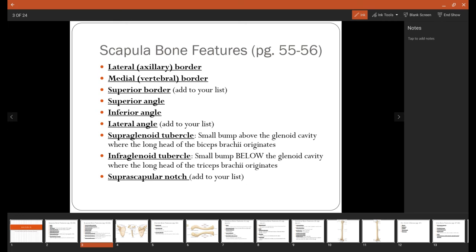We'll also have two tubercles. The supraglenoid tubercle is going to be a small rounded bump that sits above the glenoid cavity. This is the structure that the long head of the biceps brachii is going to originate on. We'll cover that again when we get to muscles. The infraglenoid tubercle will be below the glenoid cavity, and this is where the long head of the triceps brachii is going to originate. We're also going to see this big indentation in the bone itself, which is called the suprascapular notch, as it's located on the superior side of the bone.